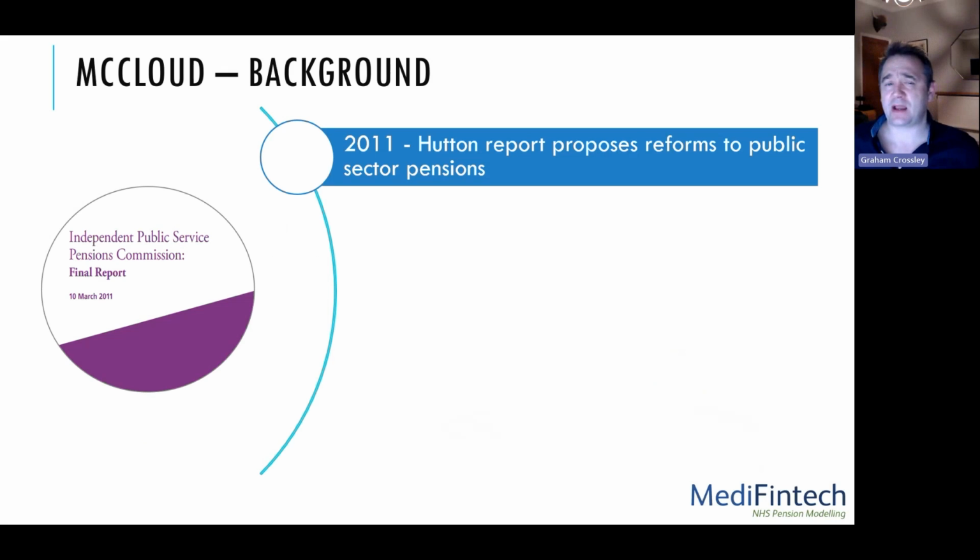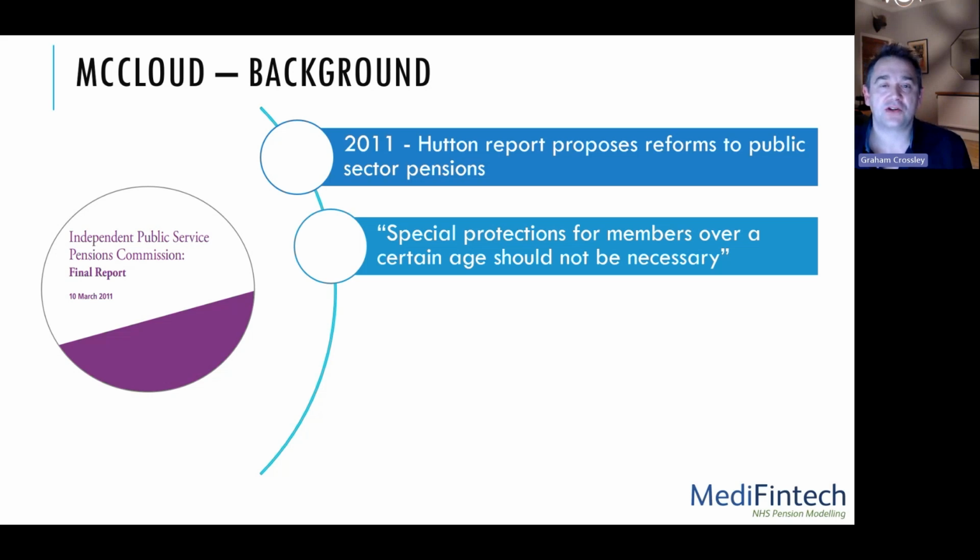So this started all the way back in 2011 with the Hutton report, which proposed reforms to public sector pensions. They were deemed to be too expensive, people were living too long, and they wanted to move away from these final salary schemes and move everyone towards these career average revalued earnings schemes, and change retirement ages to much later and in line with state pension age. They mentioned specifically that special protections for members over a certain age should not be necessary.